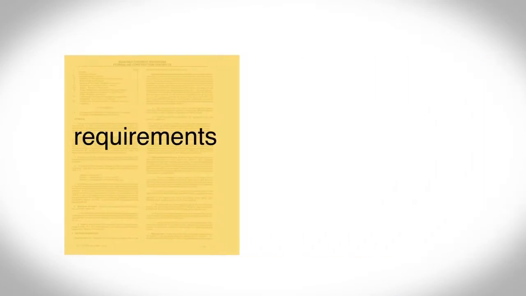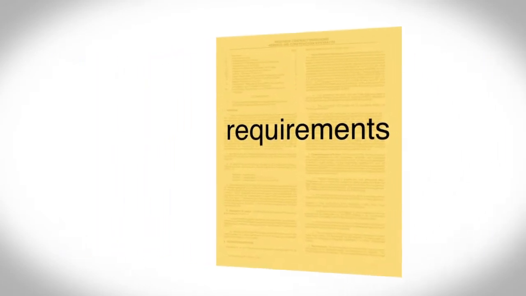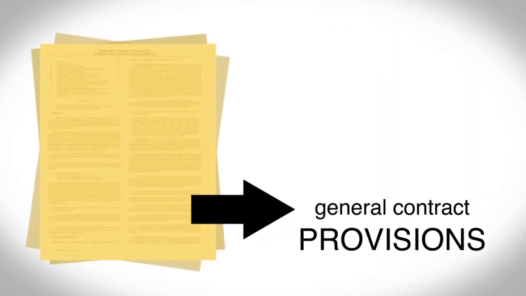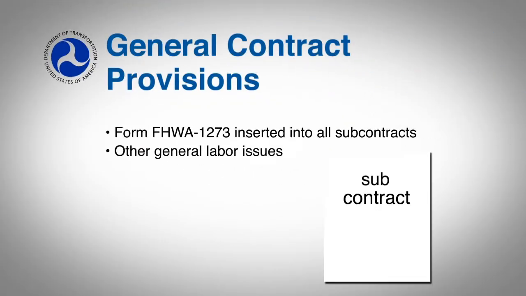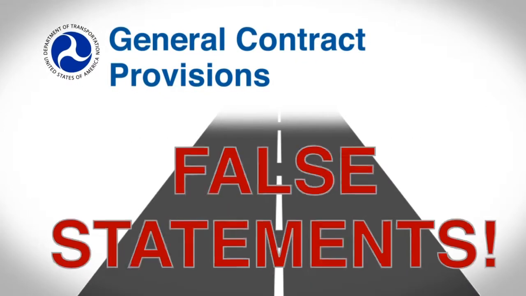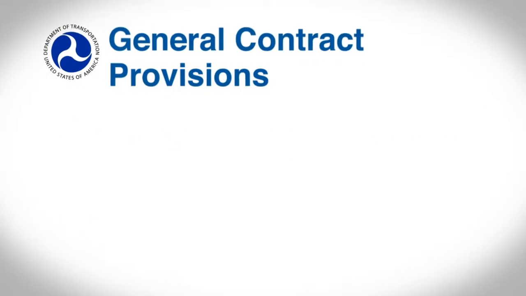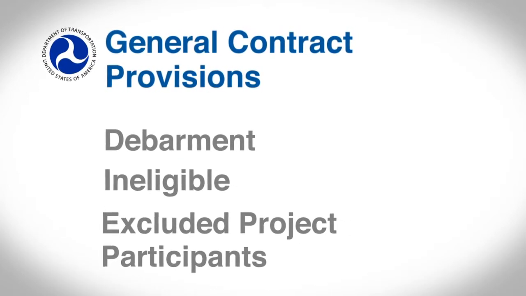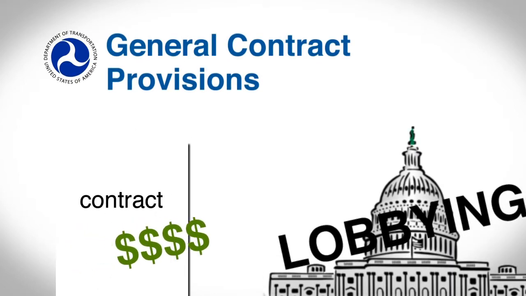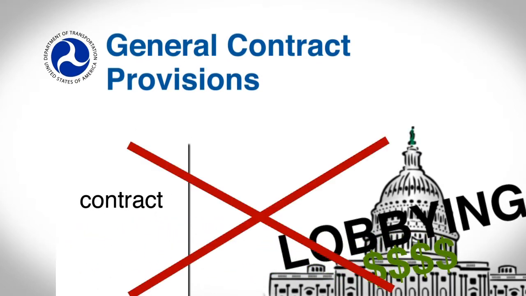To make the form easier to follow, let's look at the requirements found in the Form 1273. There are 5 sections that contain general contract provisions. The topics in this group include the requirement to include Form 1273 into all subcontracts and other general labor issues, details regarding subletting requirements, notice concerning false statements about highway projects, requirements relating to debarment, ineligible or excluded project participants, and prohibiting the use of contract funds for lobbying efforts.